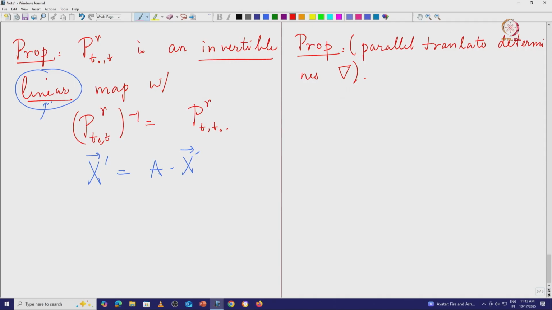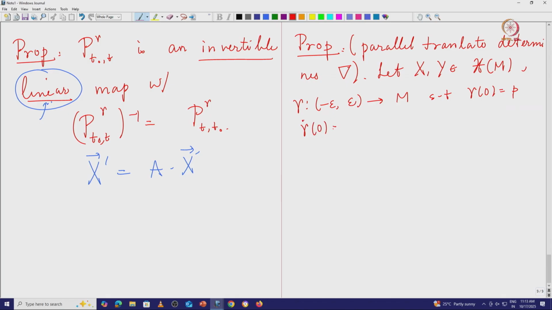Okay, by the following formula. So let X, Y be vector fields on M, and gamma be a curve in M such that gamma of 0 is P and gamma dot of 0 is X_p. Then we actually have a very familiar looking formula.